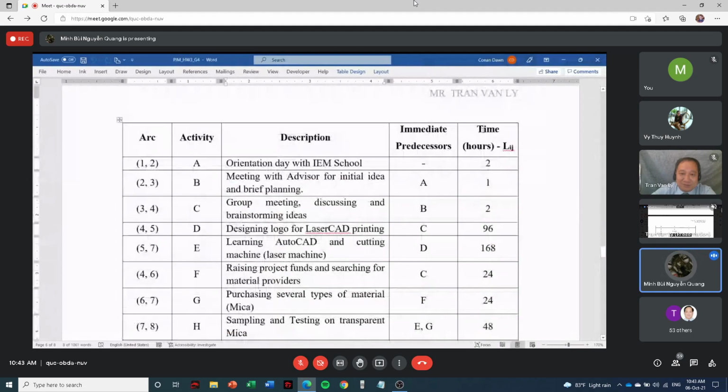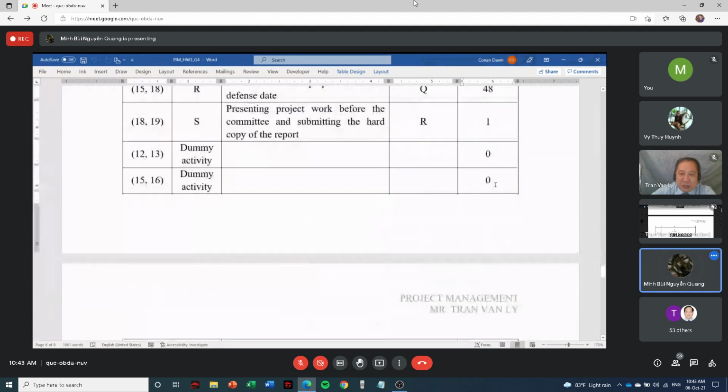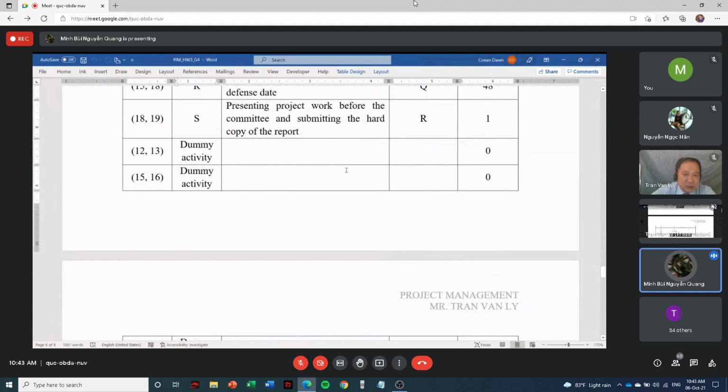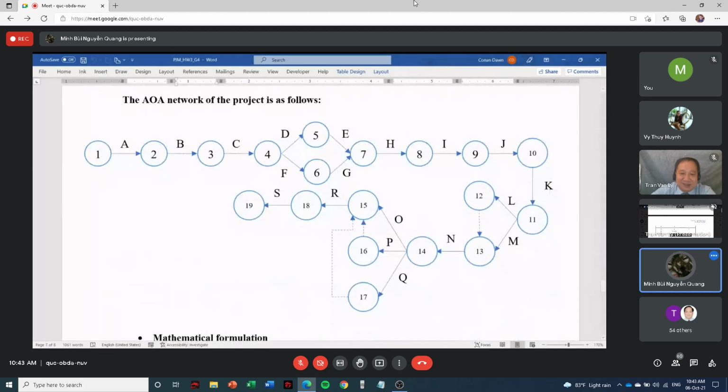And we estimated the hours needed for these activities. Actually, it would be counted in days, but we transformed everything into hours so you can see it easily, because some activities lasted only 1 or 2 hours. We also added some dummy activities so we can present it here. The dummy activity means that in order to complete R, you have to wait for P and Q to finish, not just O.